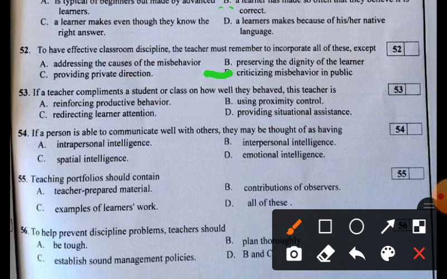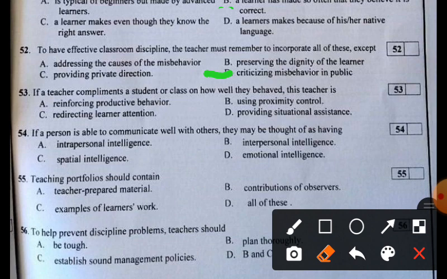This question is related to classroom management, which means that the teacher should not criticize students or punish them in front of their friends. He should talk to the student privately and find out what problem he is suffering from. So this is 52. Let's move to the next one, which is 53.